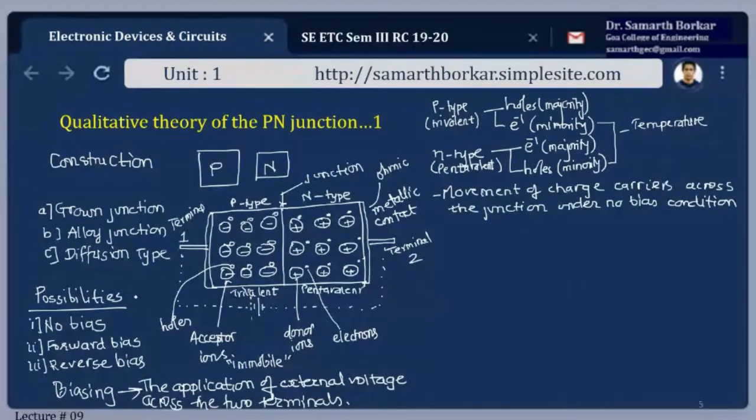So even if we are not applying any kind of voltage, on account of this concentration gradient, meaning the concentration is not uniform, in one region it is in excess and in the other region it is in the minority, they will try to go in the opposite direction. This process is referred to as diffusion, and the current due to this process is referred to as diffusion current.